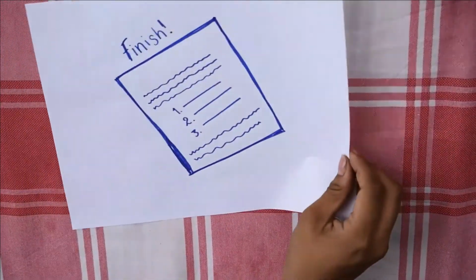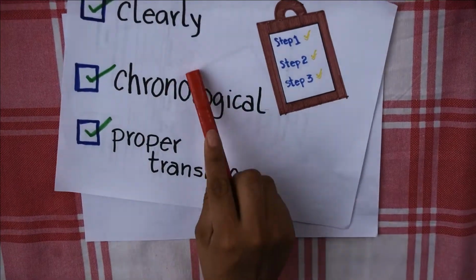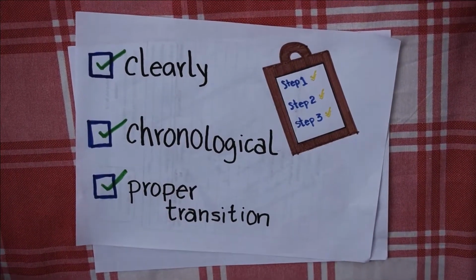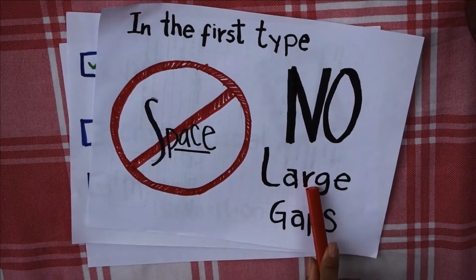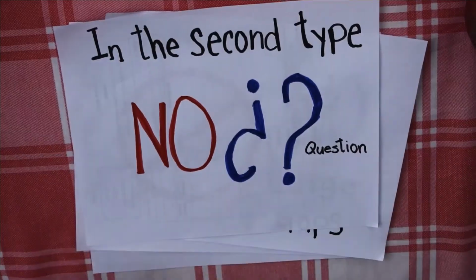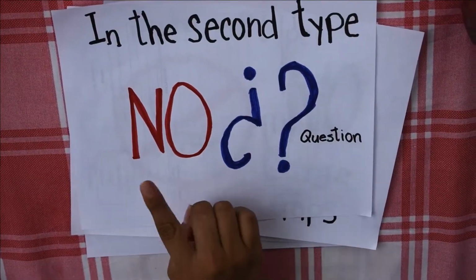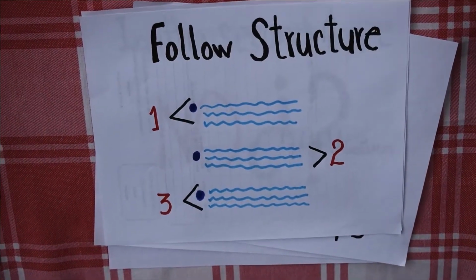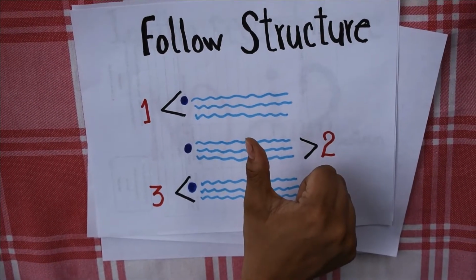It's important to mention that after writing this essay, we can check to see whether the steps are clearly explained, are in chronological order, and proper transitions are used. In the first type, there should not be a large gap between the steps, and in the second one, there should not be any question marks in the reader's mind about the overall process. For this, we can establish that all essays follow a common structure which allows us to develop all their content in a satisfactory way.